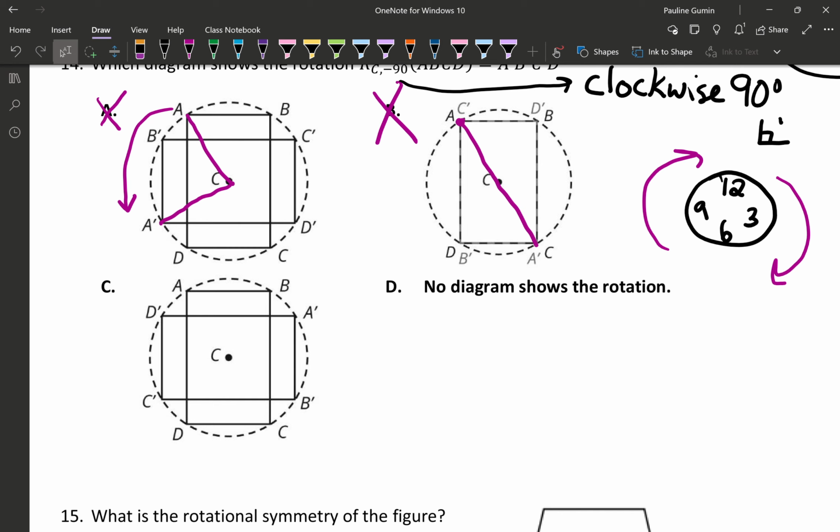Letter C. Now remember, it could be no diagram, so we got to try letter C. A connects to the middle, goes to A prime. Okay, that's 90 degrees. Good. And it looks like, yes, we are going clockwise.